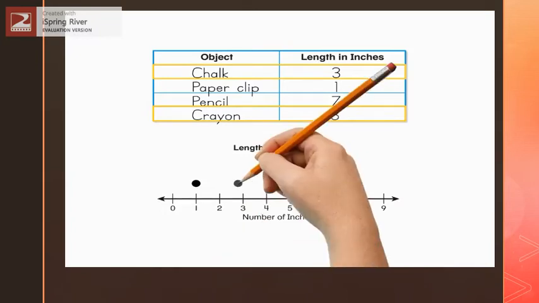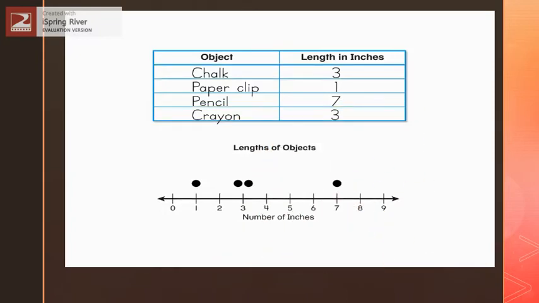They may place 2 dots that each represent the same length side by side. Explain that when 2 or more measurements are the same, the point should be plotted in a column above that measurement on the number line, not in a row. Listen and look for other students who correctly use the data to make a line plot.